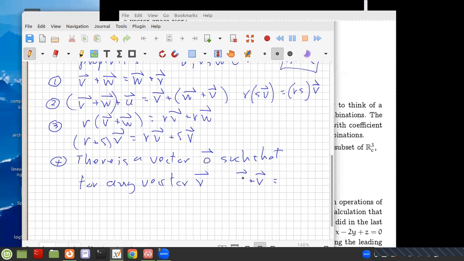You just use an arrow, so this indicates a vector. Then we have zero vector plus V has to equal V. And since it's commutative, you have 0 plus V or V plus 0 equals V. So that's an identity element, an additive identity element.